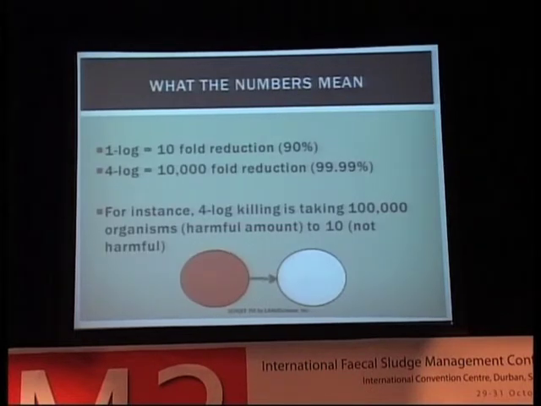What do the numbers mean? Very simple. One log reduction is a 10-fold reduction. In other words, it means a reduction of 90%. A 4-log reduction is a 10,000-fold reduction, or 99.9% reduction. Maybe it's easy to mention, for instance, a 4-log killing is taking 100,000 harmful organisms down to 10, which is not harmful anymore.